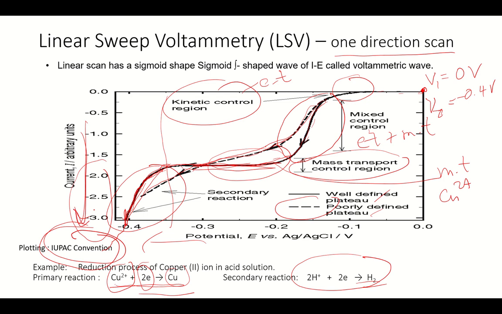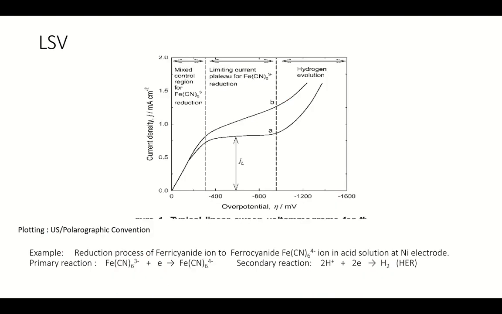Because the current is negative, this is the direction of reduction. If you want to plot for the polarographic convention or US style, this is the way. It is in the first quadrant. This is the negative direction for E. This is E, this is I, so this is positive. Current positive, E negative is the US convention, the reduction. So again, it will form this shape.